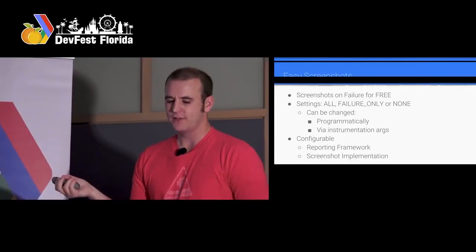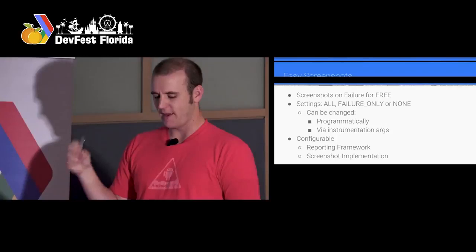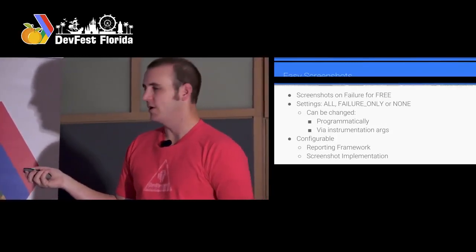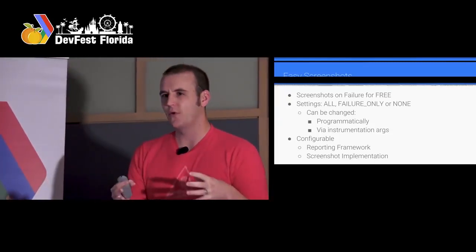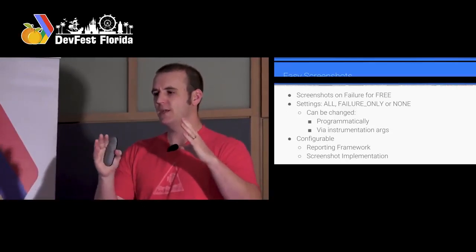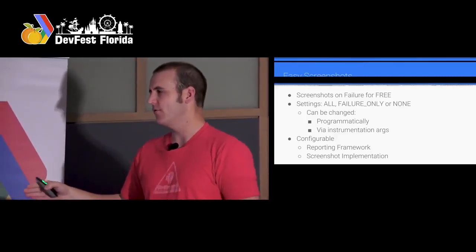By default, screenshots are taken on failure only, but you have the ability to programmatically say whether you want them to be taken all the time, on failure, or none. And you can do this via instrumentation arguments, or you can do it programmatically. And then it's configurable. As I said, Spoon is one reporting framework. There's one for Firebase Test Lab. There's other ones. The only thing that really changes is where you're saving these files on the device, like what the SD card path is and so forth.